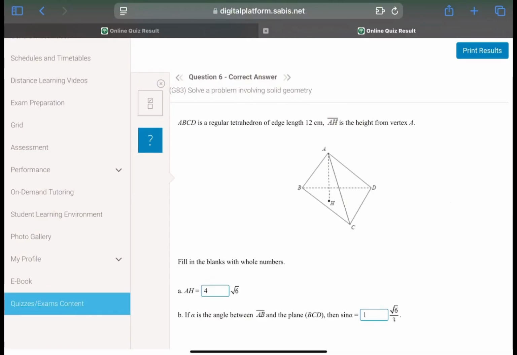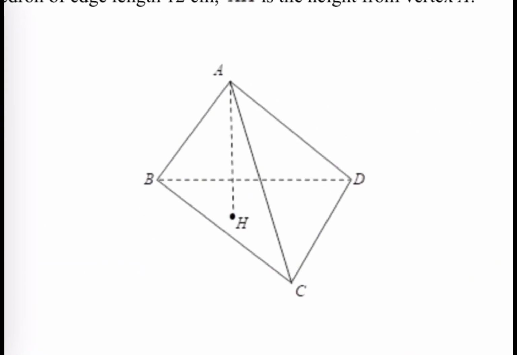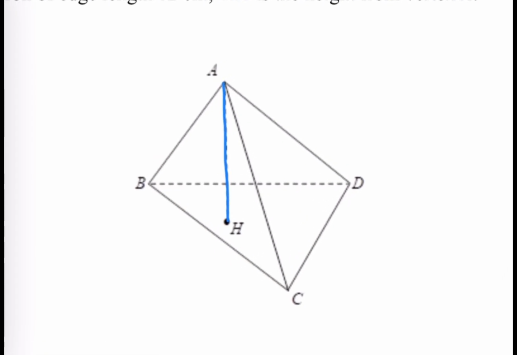Alright, so for this question, in part A, they're asking us to find the value of AH. So AH is this line here. And to find AH, what I'm going to do first is draw a line going from D until the midpoint of BC. And I'm going to call this point here point M.